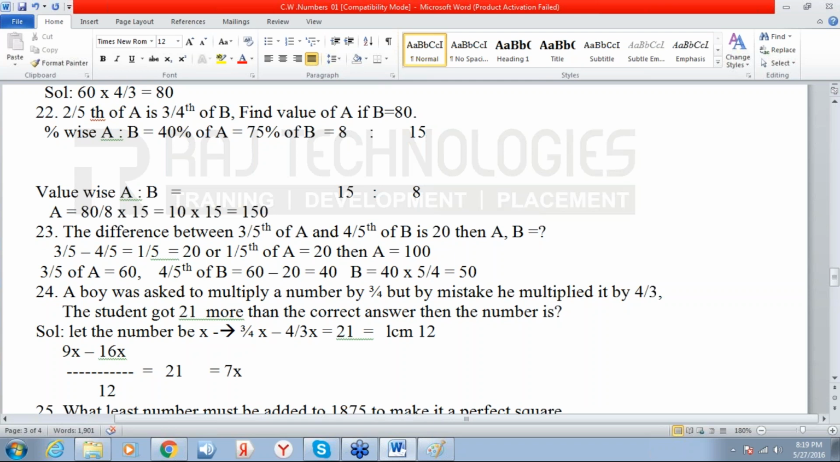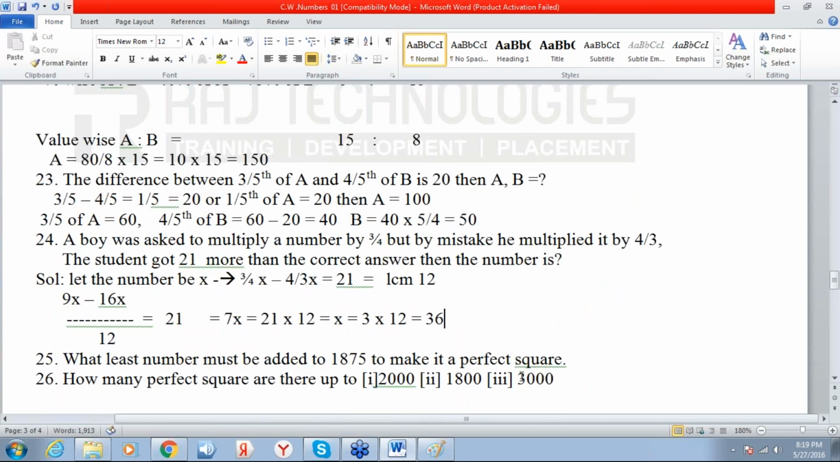7x is equal to 21 into 12. Cross multiply: 7x is equal to 21 into 12. No need to multiply 21 into 12, just divide 21 by 7, which gives 3, then into 12, that is 36. Right? The answer is 36. So the value of the number is 36.